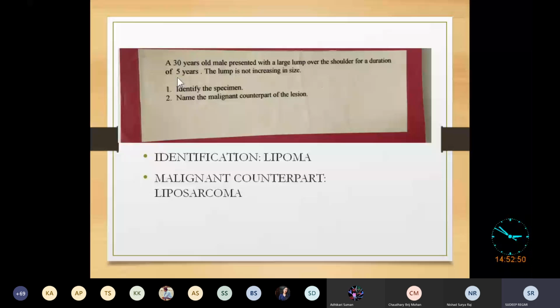So what is the identification of this specimen? Lipoma. And name the malignant counterpart of the lesion, that is liposarcoma. I hope you are clear with this. Yes, sir. Okay. Shall we go to the next part? Yes, sir.